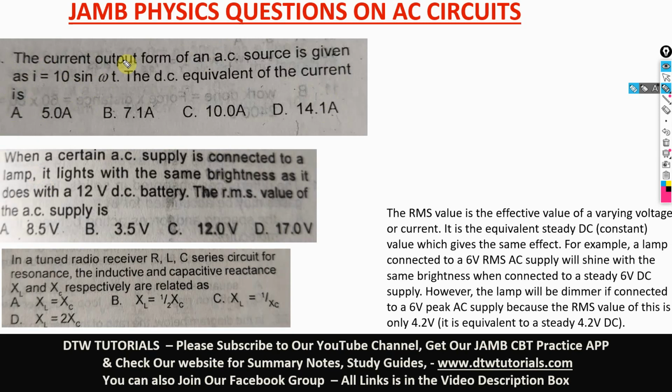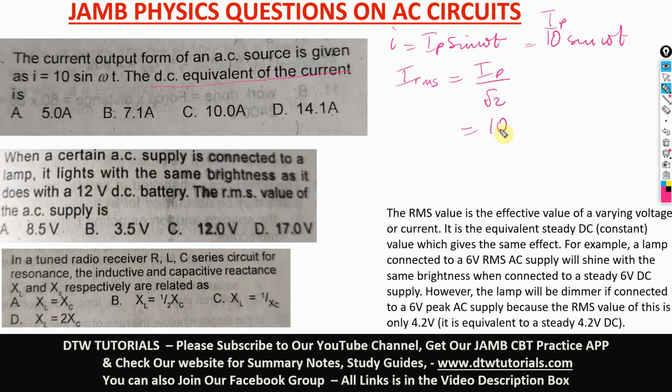It says the current output form of an AC source is given as this. So remember, I is equal to IP sine WT. So this is 10 sine WT, where 10 is IP. The DC equivalent of the current is what? Let's just still do it. We have the RMS value, so IP over root 2. That will be 10 over root 2.